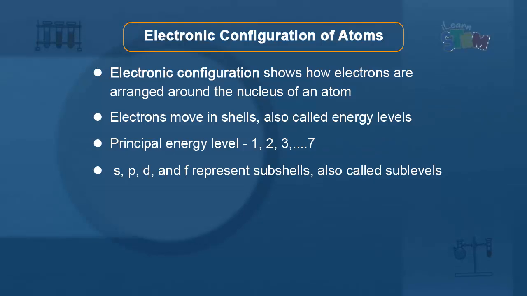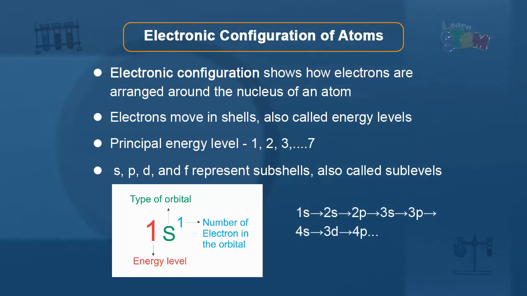Letters like s, p, d, and f represent subshells, also called sublevels. For example, in 1s1, the number 1 shows the principal energy level. The letter s shows the type of orbital or sublevel. And the small number 1 shows how many electrons are present in that orbital.